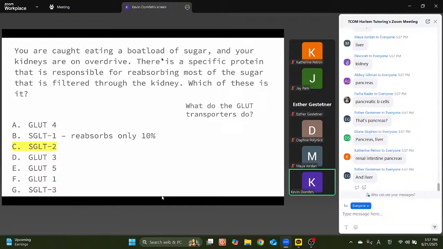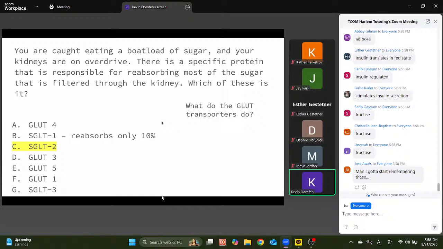What about GLUT3? Yeah, it transports into neurons. It's going to feed your neurons basically. Now everybody loves GLUT4. What does that do? Yeah. Now GLUT5. As soon as you see GLUT5, just automatically think fructose. All right. Okay. Let's move on.